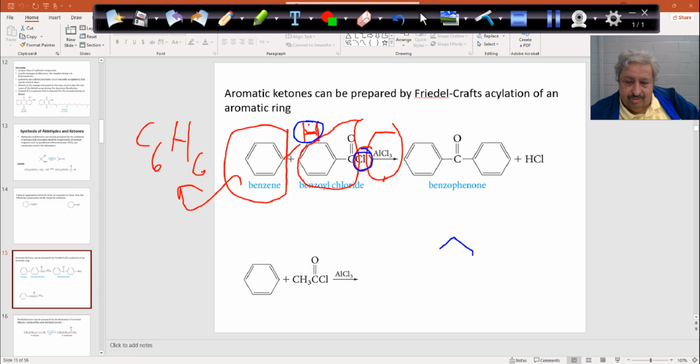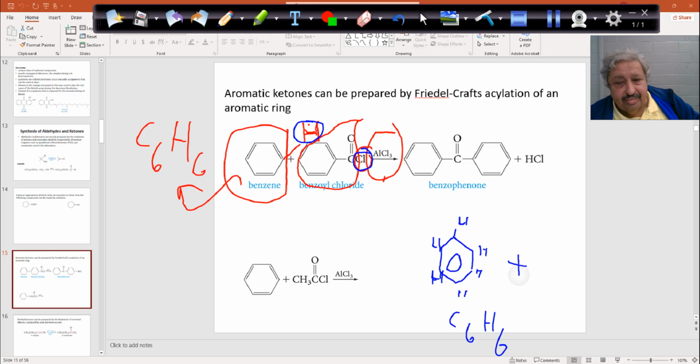So let me just show you how the whole thing works. That's your benzene, correct? Carbon, H, H, H, H, H. And the double bond is circulating around the whole ring, correct? You have six carbons, 6 hydrogens. Now with the help of aluminum chloride, the COCl, I'll just show you here, Cl, and this is another benzene ring.